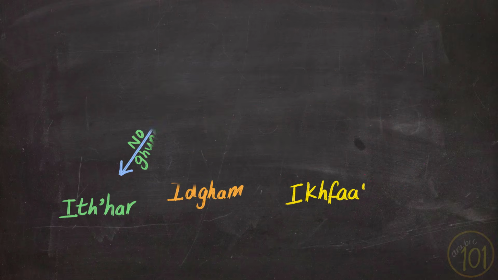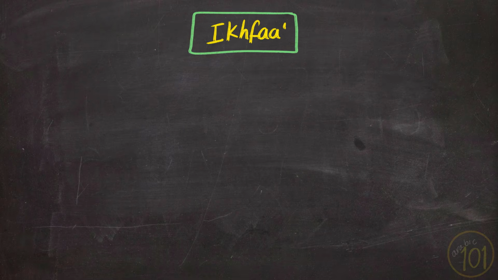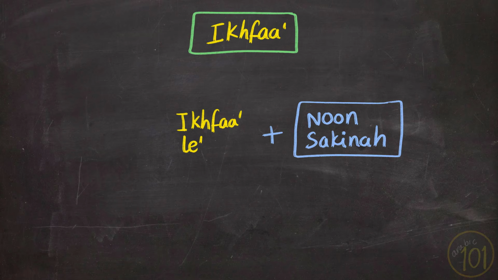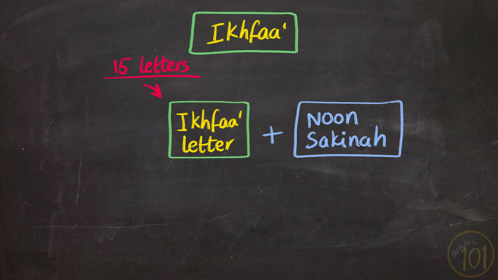Now, first of all, ikhfa is caused when nun sakina is followed by one of the ikhfa letters. There are in total 15 ikhfa letters. And in order to transition from the nun sakina to the ikhfa letter properly, you need a ghunnah, which then makes it possible to go from nun sakina to whatever letter that comes after it.